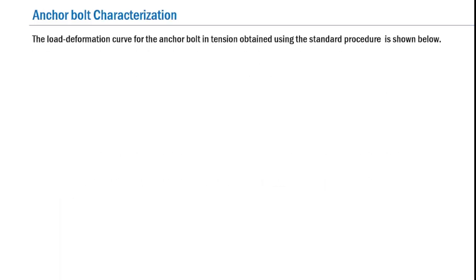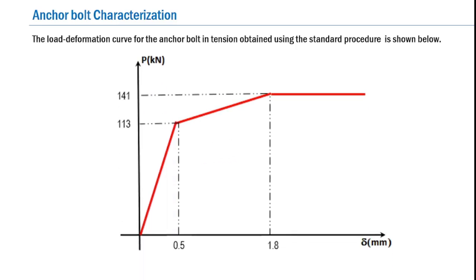Just as we did in the previous example, for any nonlinear analysis we need to characterize the load deformation curve of the anchor bolt in tension, and this is obtained using the standard procedure available in the literature. A typical load deformation plot is shown here. Along the x-axis we have the deformation delta in millimeters and the applied load P in kilonewton along the y-axis.